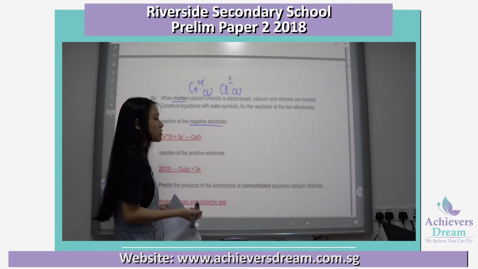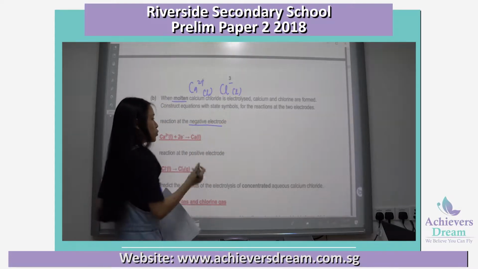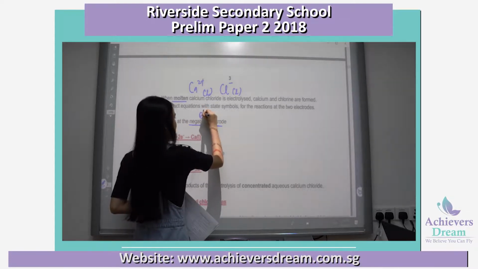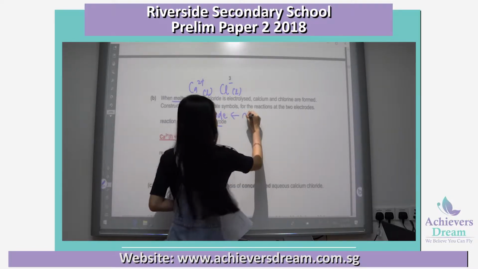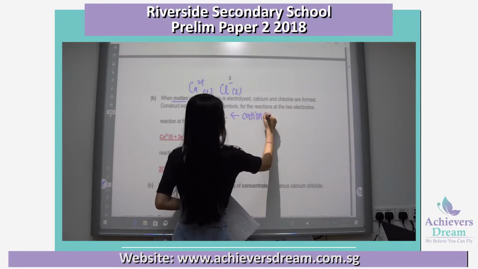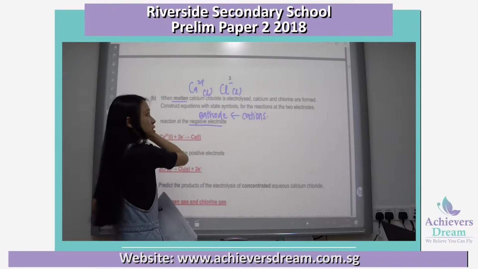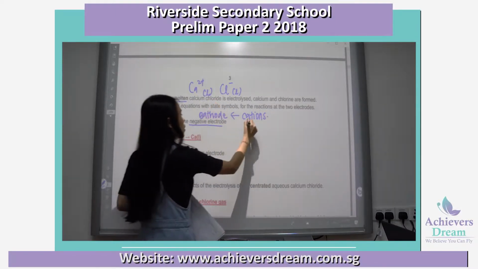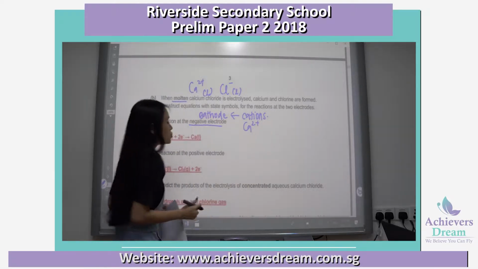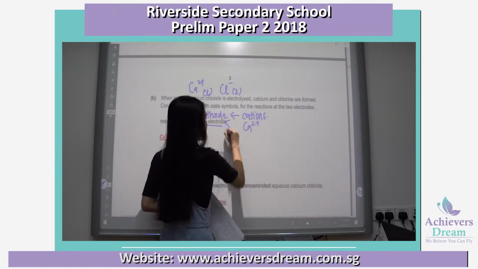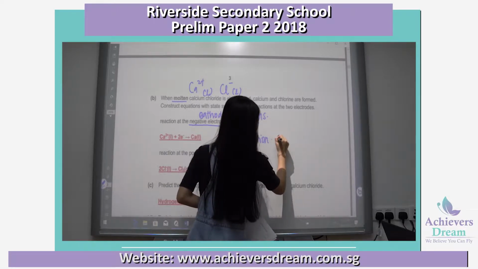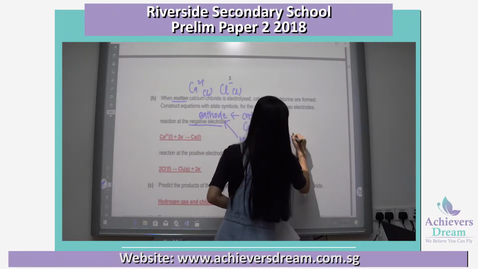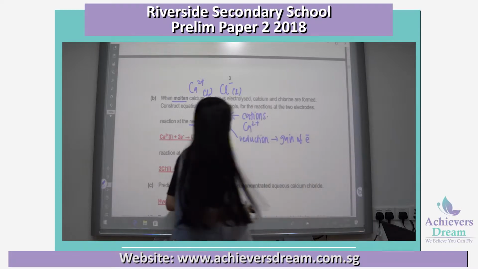When we think about electrolysis, the negative electrode is the cathode. What ions are attracted to the cathode? We are talking about the cations. Between Ca2+ as well as Cl-, your cation will be your Ca2+. So what happens at the cathode here? At the cathode, we have reduction taking place, correct? With reduction, it means there is a gain of electrons.